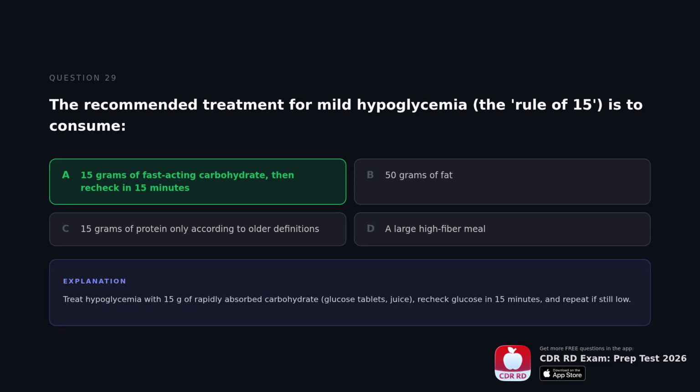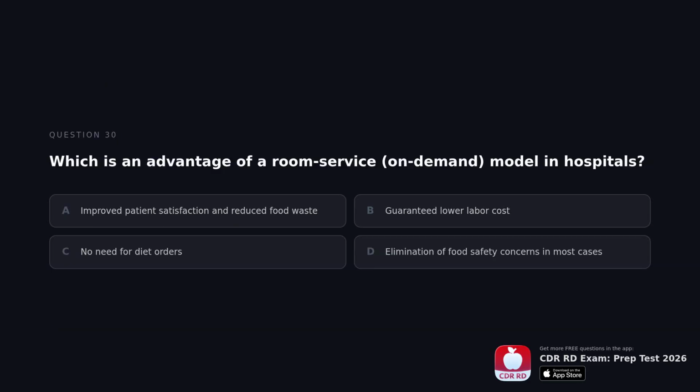The correct answer is 15 grams of fast-acting carbohydrate, then recheck in 15 minutes. Treat hypoglycemia with 15 g of rapidly absorbed carbohydrate, such as glucose tablets or juice, recheck glucose in 15 minutes, and repeat if still low. Which is an advantage of a room service on demand model in hospitals?